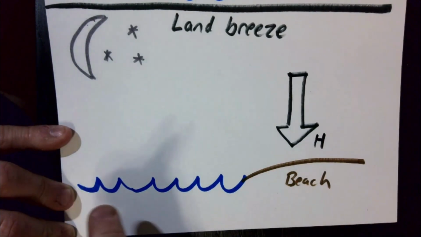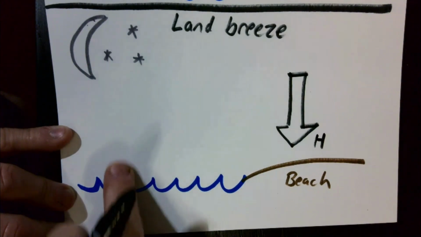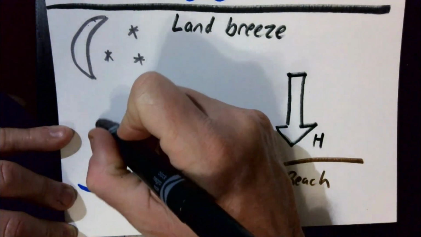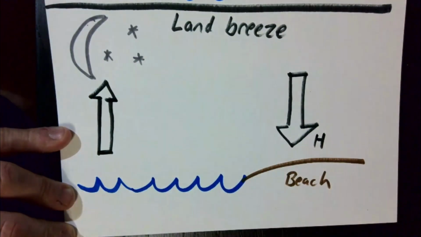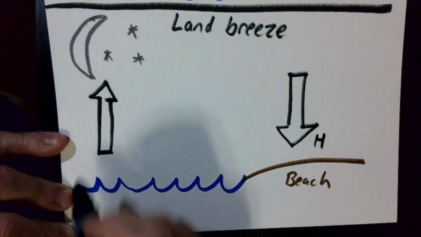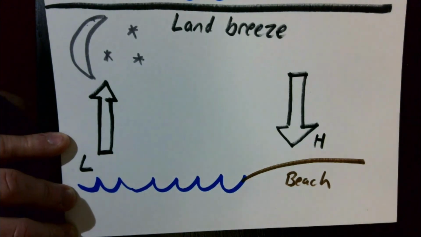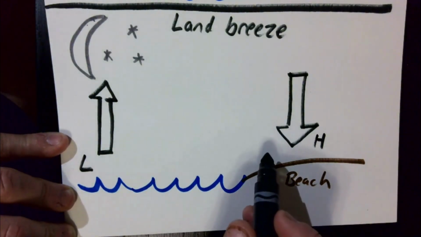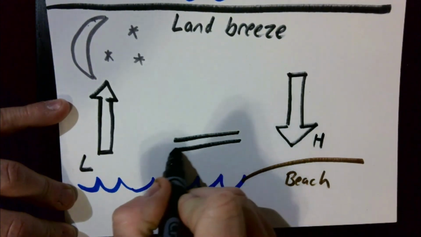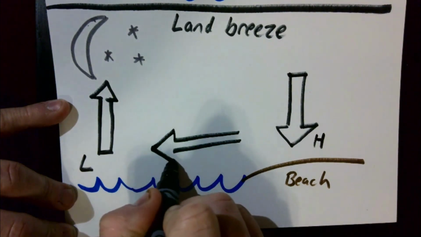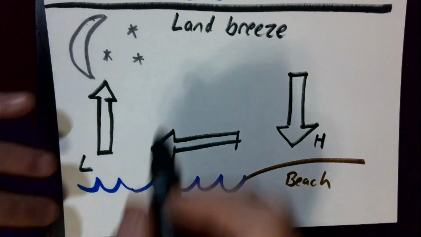Well, the water's still kind of warm, which means the water is going to evaporate a little bit more now, and it's actually going to be rising. Well, the rising air is going to cause us a little bit of area of lower pressure. And we know that wind always moves from high pressure to low pressure. So the air is going to move like this.